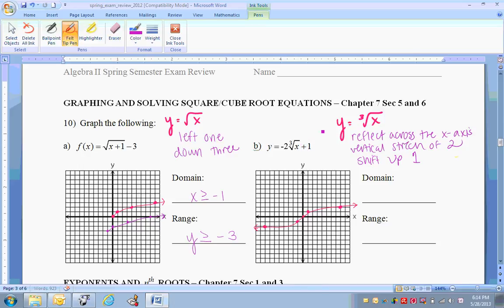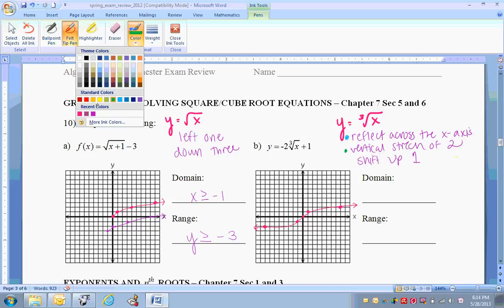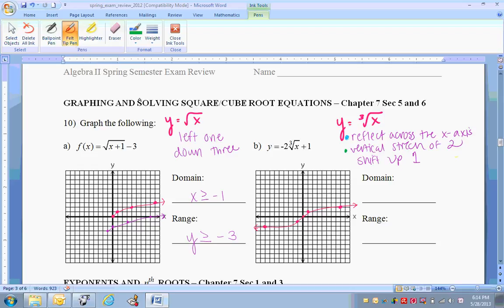First, I'm going to reflect all of my points. So this one across the x-axis. This one is up 2, so I'm going to bring it down 2. And let's go ahead and assign each one a color. I'll do my reflection in blue. I'll do my vertical stretch in green. And then my final graph, which I'll shift up, will be in purple.